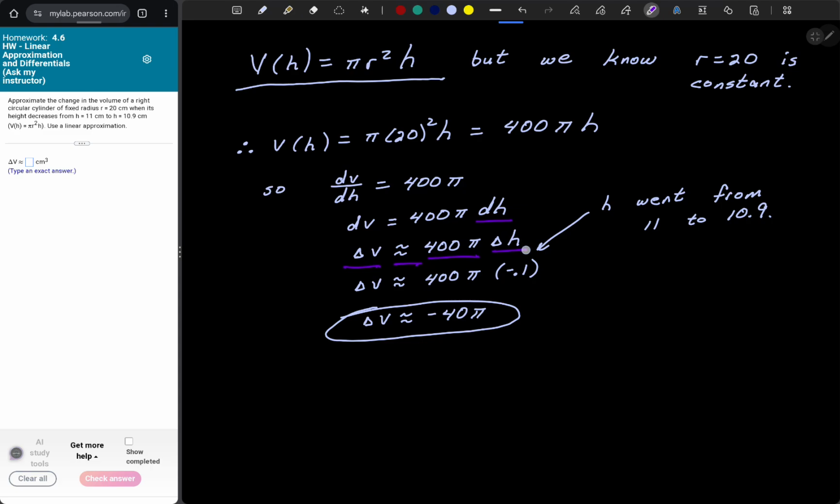Now, in this problem, it told us that H went from 11 centimeters to 10.9 centimeters. So I know I could plug in the value negative 0.1 for delta H. I just plug that into my formula, and I can say the change in the volume is approximately equal to 400 pi times the change in the height, which was negative 0.1. I'll get that the approximate change in the volume is negative 40 pi, and this would be in cubic centimeters, which of course our problem has here. And if I check that with what MyLab was wanting here, you'll see that, yeah, that is what they wanted. All right, hopefully that helps out with this problem.